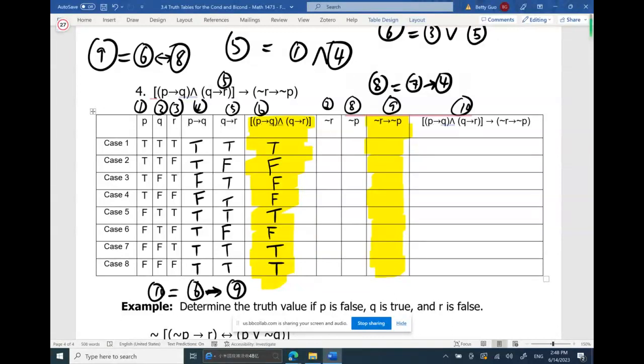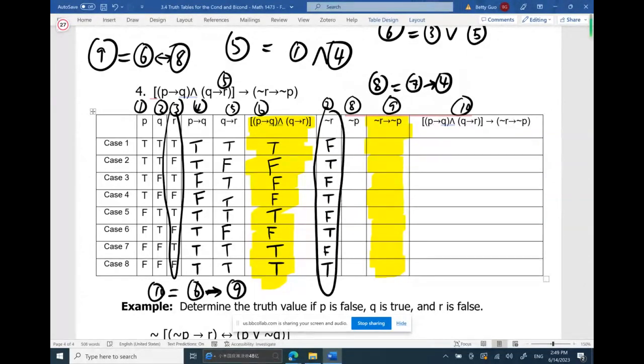Now let's look at column 7. Column 3 and column 7 should have opposite values. So F, T, F, T, F, T, F, T. So column 3 and column 7 should have opposite statements: TF, FT, TF, FT, TF, FT, TF, FT. Okay, so don't be afraid, always double check. You should always double check, just in case you mess up one detail, everything would be different.